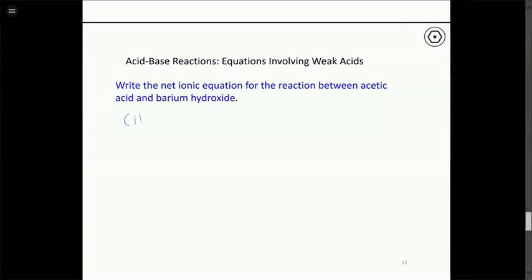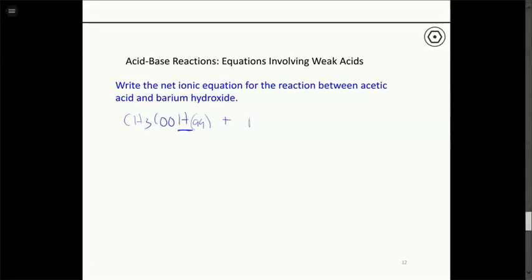So we have CH3COOH, which is acetic acid. We should be aware that acetic acid only has one H+. So these three hydrogens don't react as acids, only the one that's attached to oxygen does. That's why I wrote it this way. So make sure you remember that. Acetic acid is a monoprotic acid. It only has one H+.